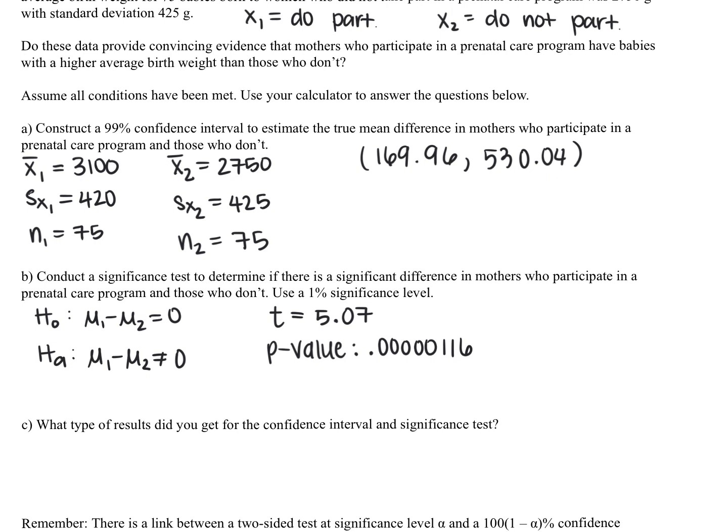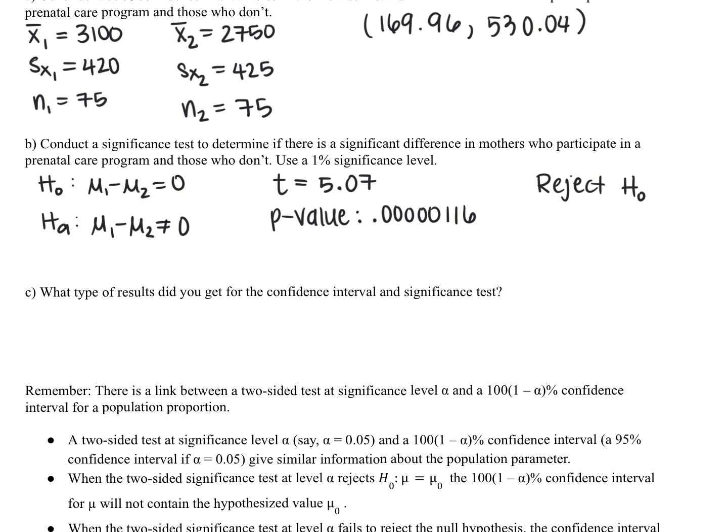Now, obviously, this is going to be less than our level of significance of 1%, which means we would reject our null hypothesis, which means we would say that there is evidence to show a significant difference. So that leads us to the third part. What type of results did you get? So because our interval did not contain 0, we would say that there is a significant difference.